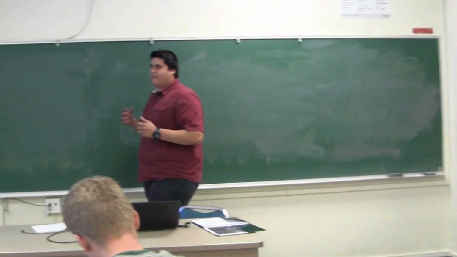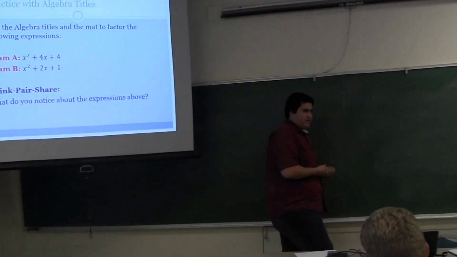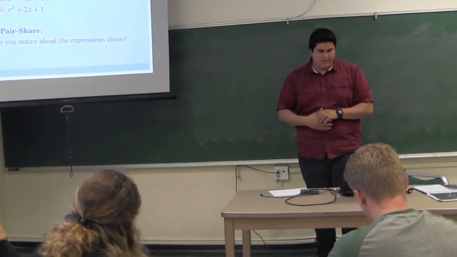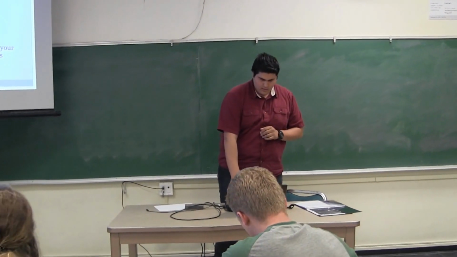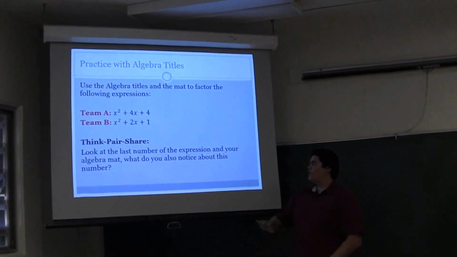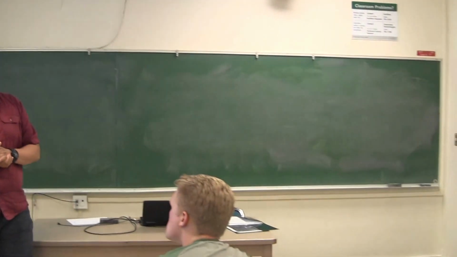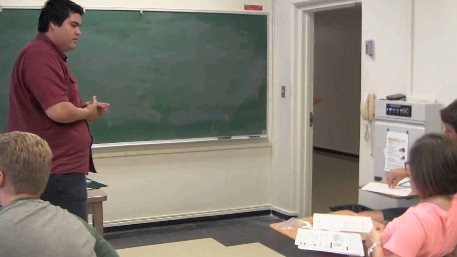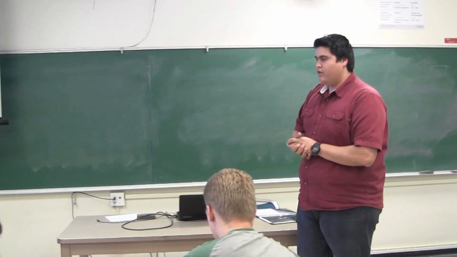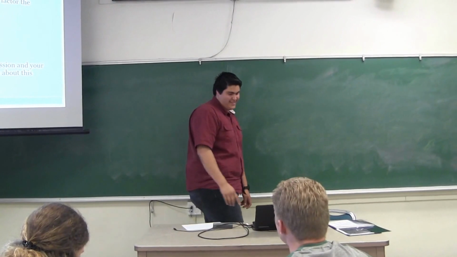So once again, guys, what are we noticing about the expressions above? Perfect squares. Good job. And you guys can see the square on your algebra tiles as well, right? Yes. Now we're going to look at the last number of the expression on your algebra tile. What do you also notice about this number? Oh, perfect square. It's also a perfect square, right? So we have to keep that in mind when we try to develop or formulate our strategy.